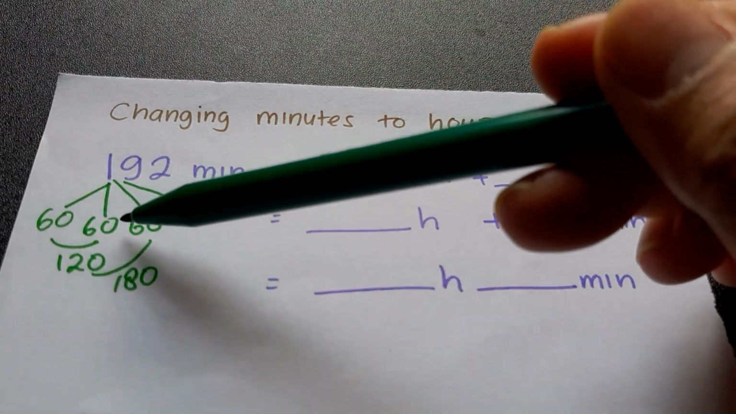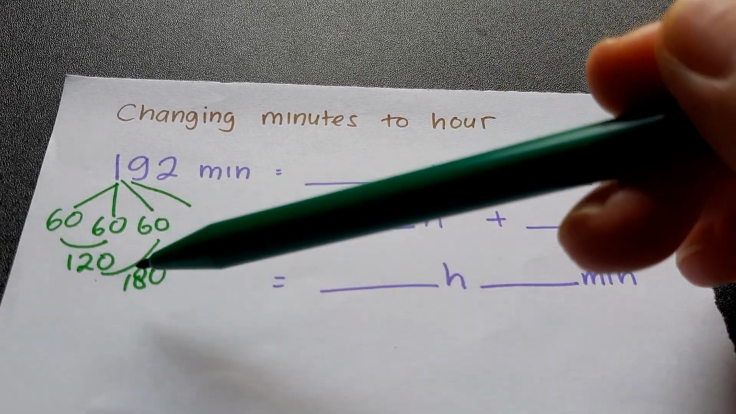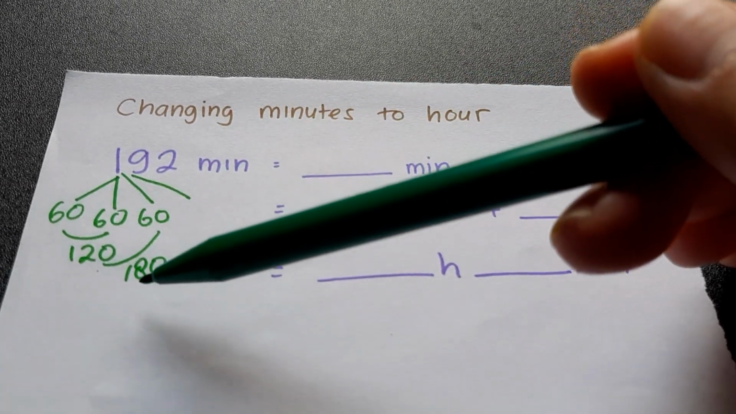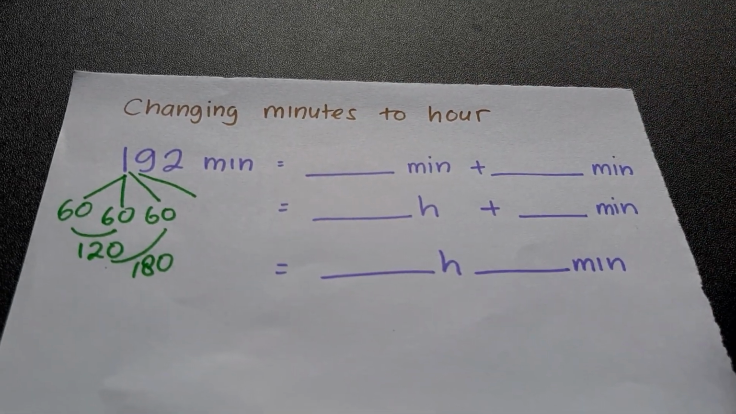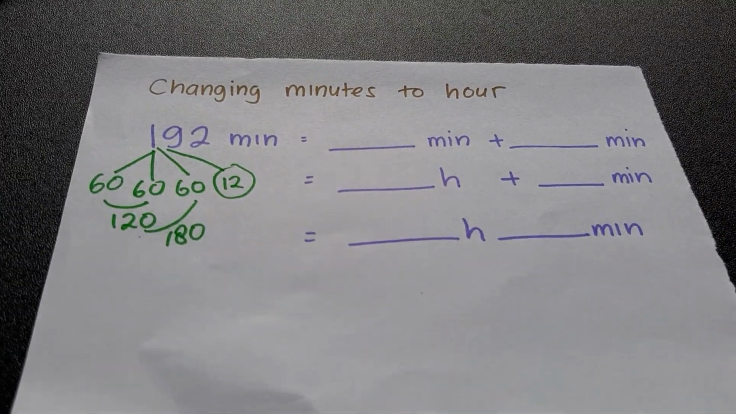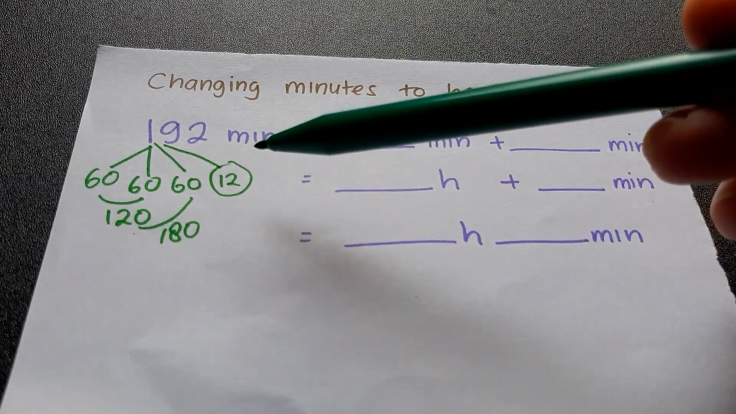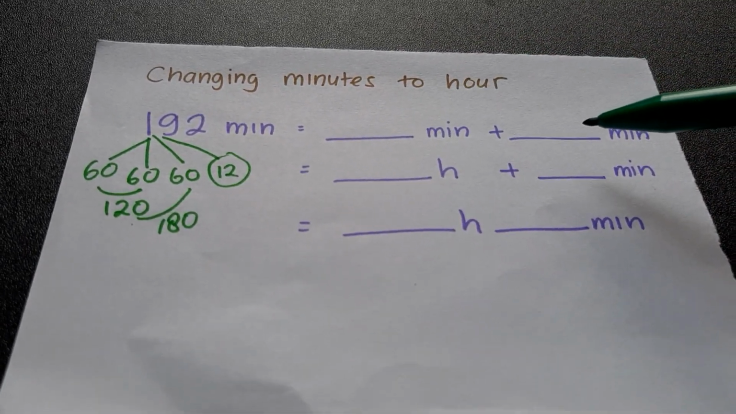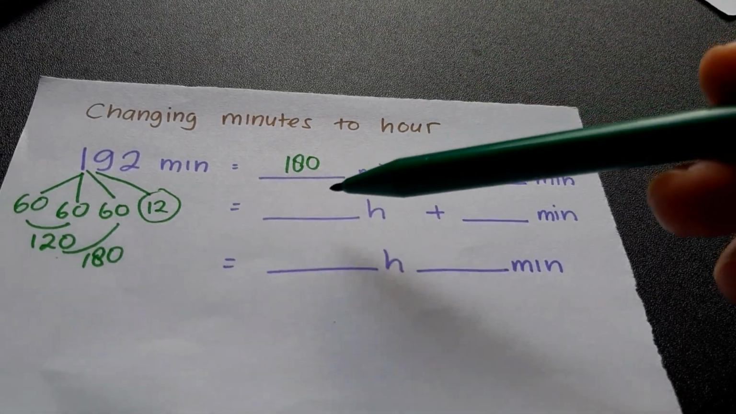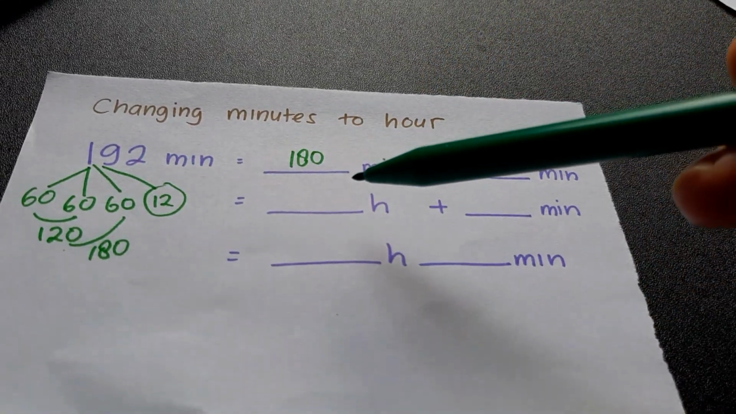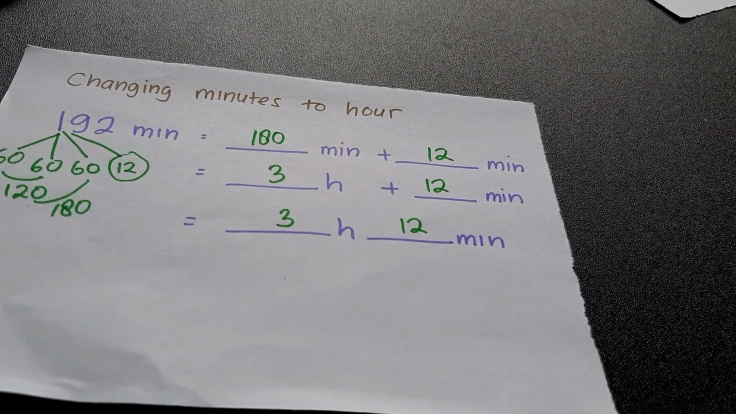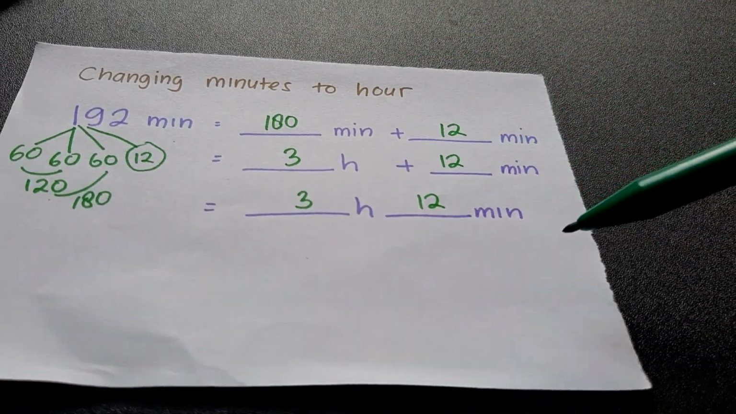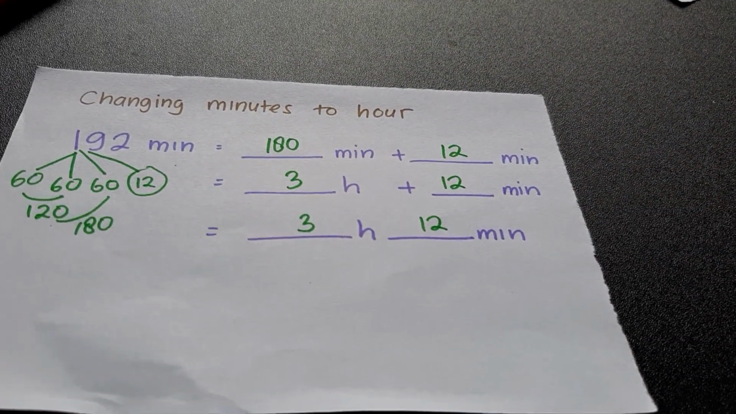Or you can do it like this. 60 minutes plus 60 minutes is 120, plus 60 minutes is 180, but this is still 192, so 192 minus 180 is, yes, 12. So we have 180 and 12. We put the 180 over here and the 12 over here. So we have 180, which is how many hours? 1, 2, 3, 3 hours, and 12. Like this. So 192 minutes is 3 hours and 12 minutes.